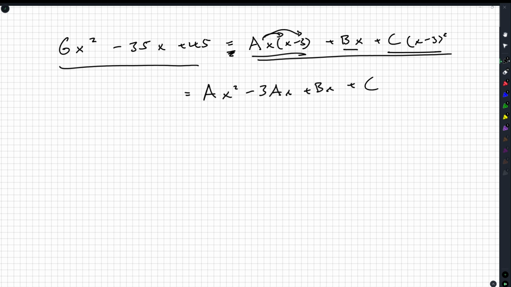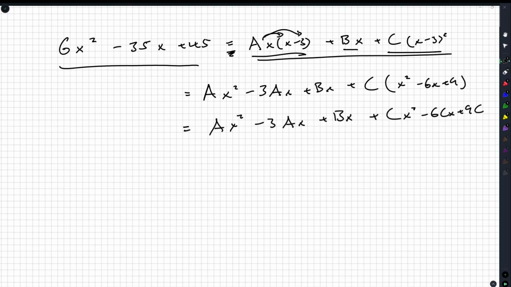plus bx plus c times x squared minus 6x plus 9. This strategy is useful when you have fewer linear terms. I mean, plugging in specific values will work just fine here. But let's see, we've got a x squareds and we've got c more of them. B minus 3a's minus 6c's worth of x's, and then plus 9c.